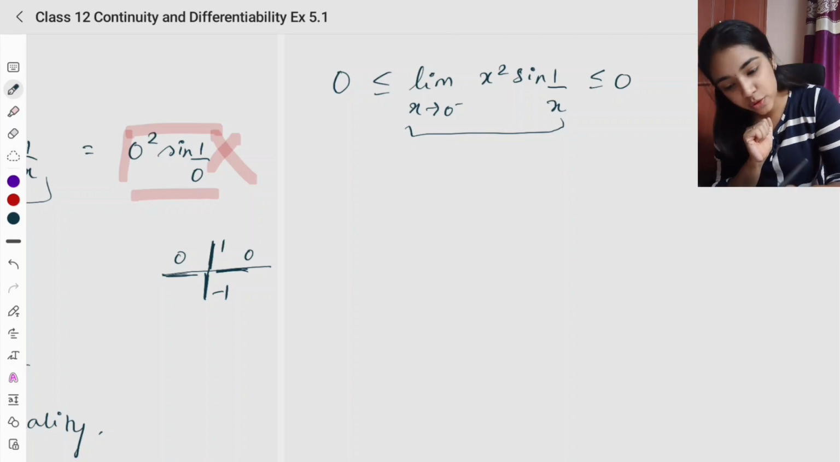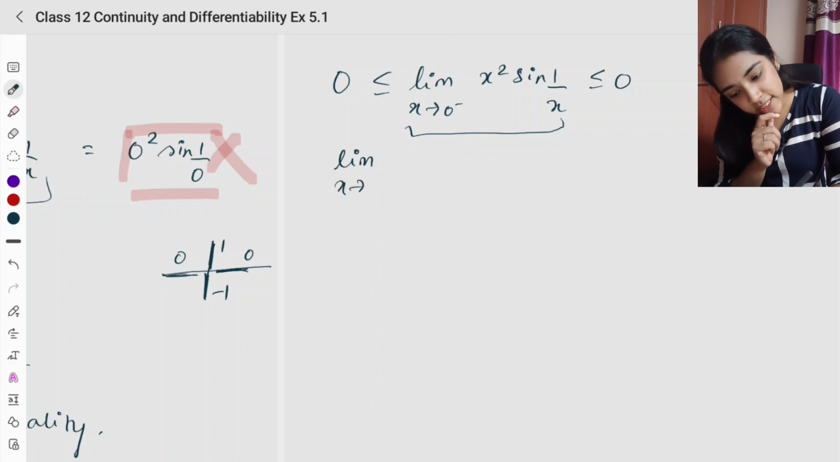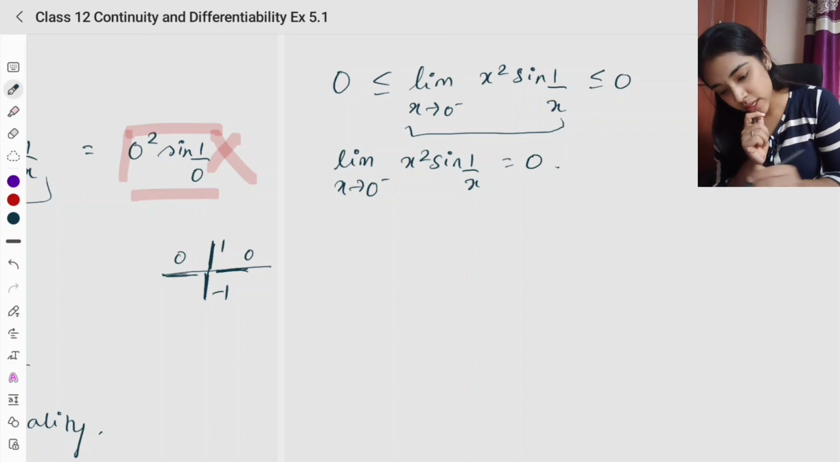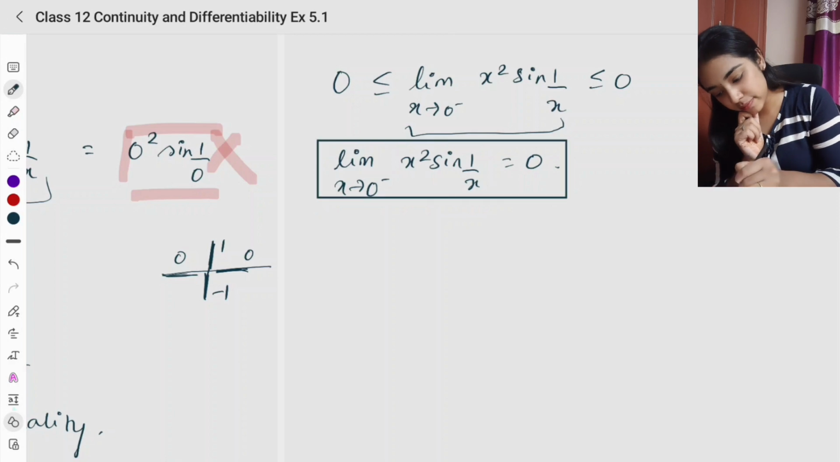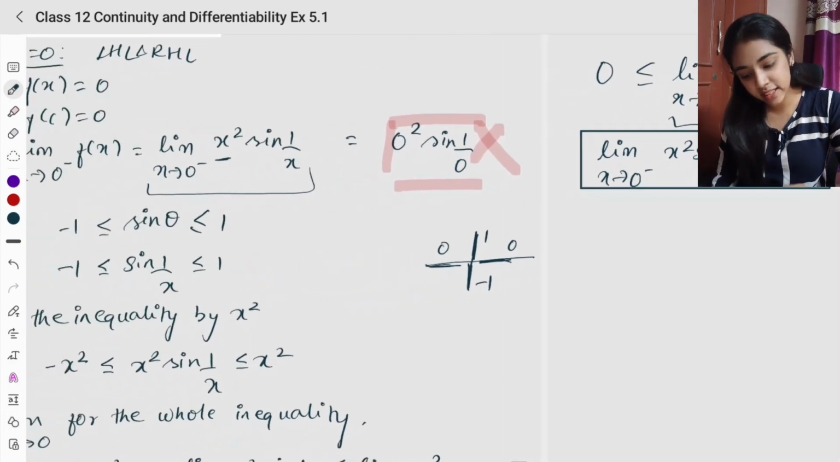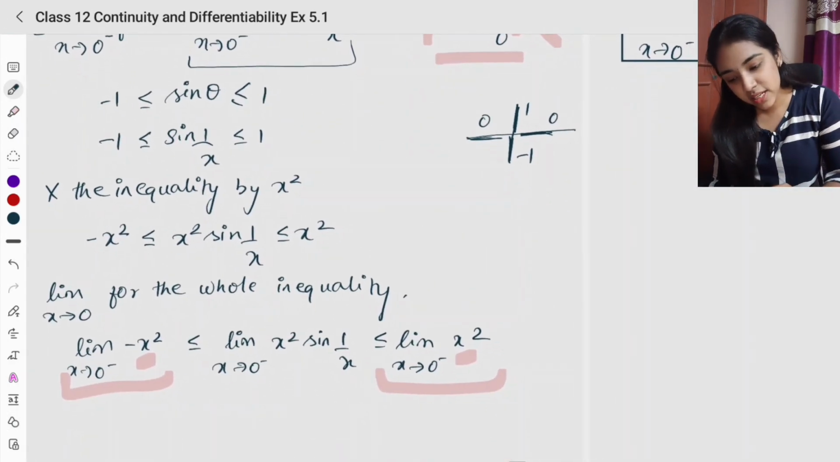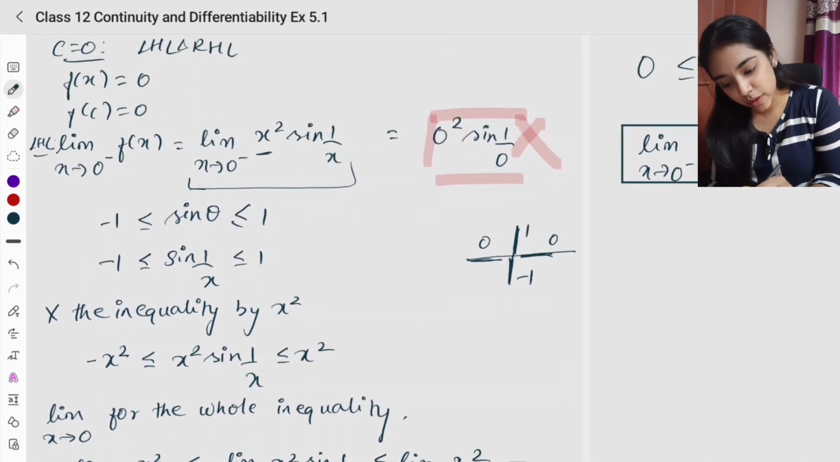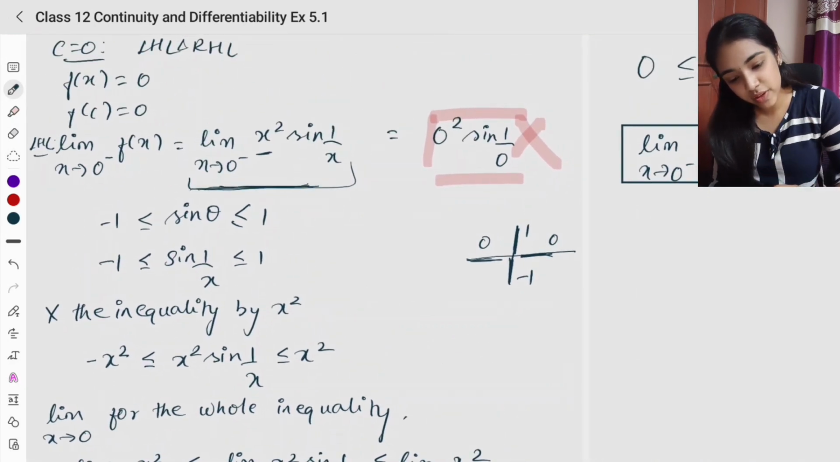Adoda value enna irukku podhu? By comparing the inequality, I'm going to have limit x tends to 0 minus of x square sine 1 divided by x is going to be 0. Okay? You have to understand that this is what we are looking for. Okay? So in the இடத்துல இதுதான் நம்ம பார்த்துட்டு இருக்கோம். You need to find the left hand limit. You need to find this one. You need to find the left hand limit. So I found the value.